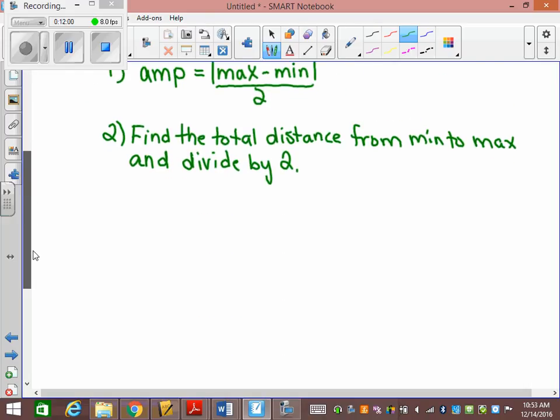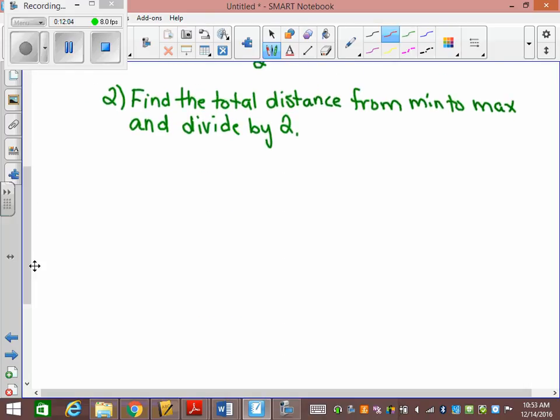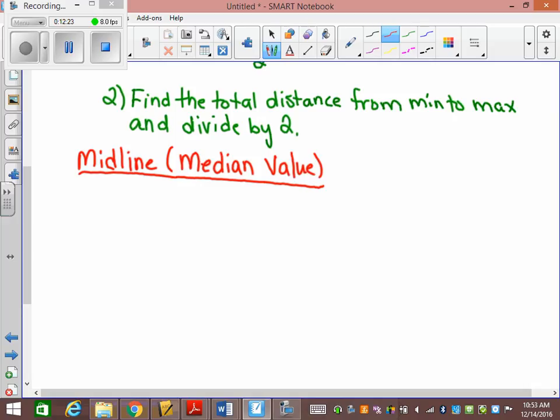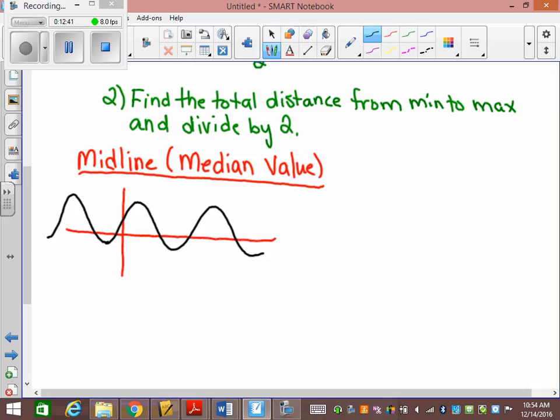Okay, next thing we're going to look at in the notes section is the midline, or the median value. If I were to look at any type of sinusoidal graph, let's say it looks like this. Something like that. The midline, or median line, is the line that cuts the graph in half horizontally.